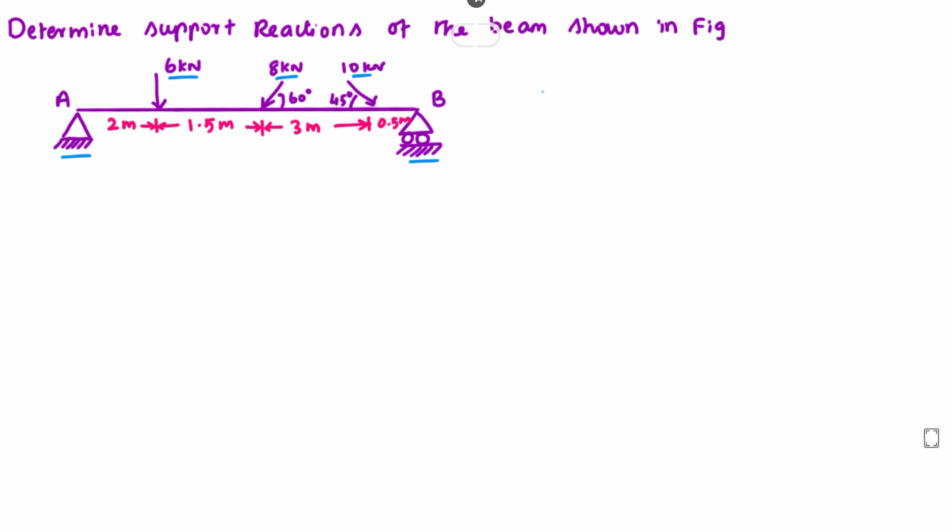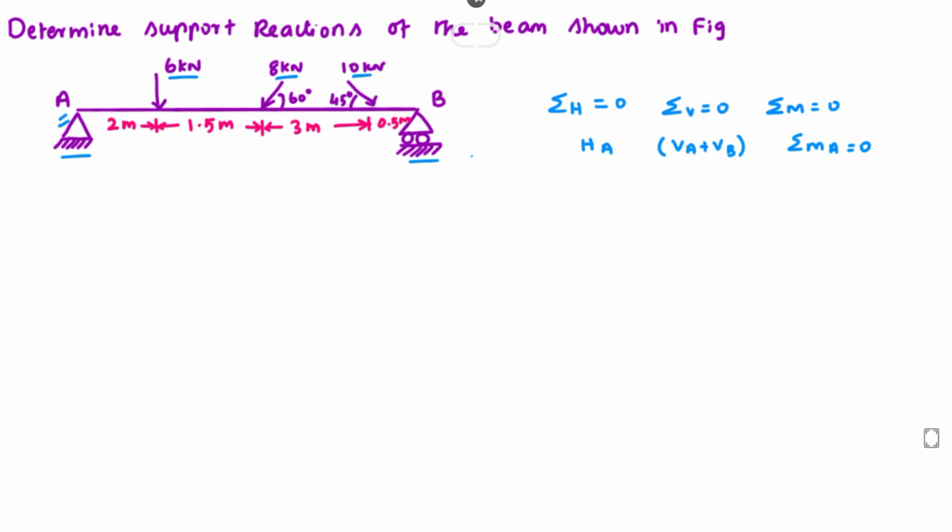For the equilibrium equations we know sigma H, the summation of horizontal force, equal to 0, then the summation of vertical force equal to 0, then the summation of moment equal to 0. So this is the equilibrium condition. So we take the horizontal force HA, the reactions VA plus VB for the vertical forces, and then the sum of moments about A. So moment about A is equal to 0, and we can take the moment about point A.